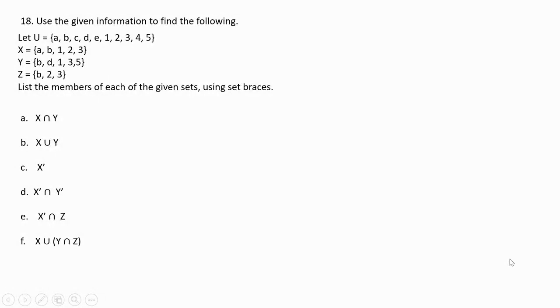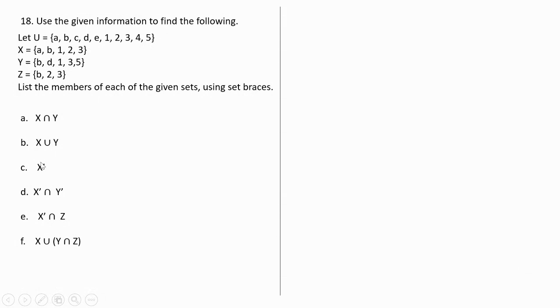Now, number 18, we're doing sets. It says use the given information to find the following. The U, this is my universal set, is A, B, C, D, E, 1, 2, 3, 4, 5. Set X is going to be A, B, 1, 2, 3. Set Y will be B, D, 1, 3, 5. And Z will be B, 2, and 3.